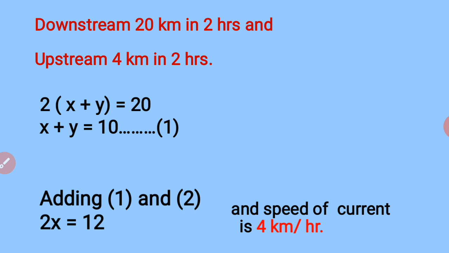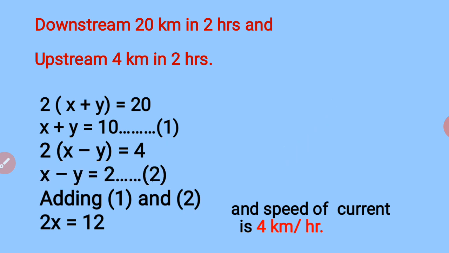Now the second equation. We are going upstream. 4 kilometers in 2 hours. And what was the speed? Speed was x minus y. So our statement will be 2 multiplied by x minus y. 2 is your time, x minus y is speed. Time into speed is equal to distance, that is 4, which is upstream distance, which can be further solved as x minus y equal to 2. And this is your equation 2.